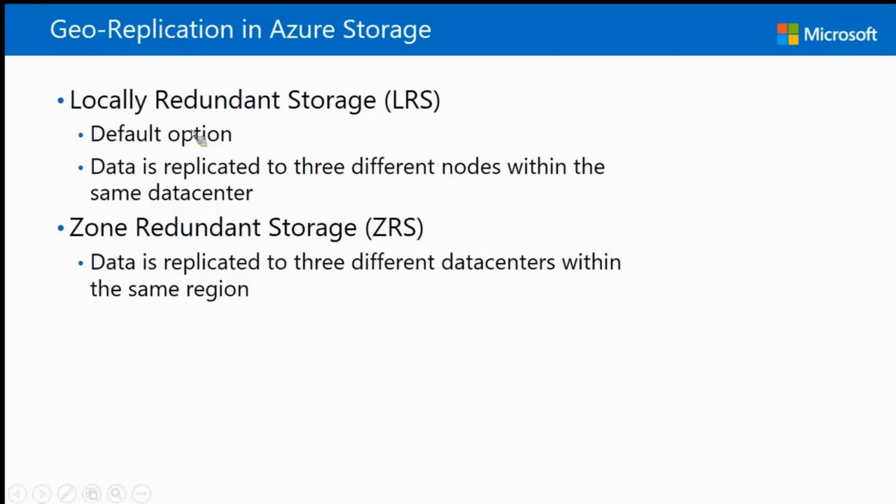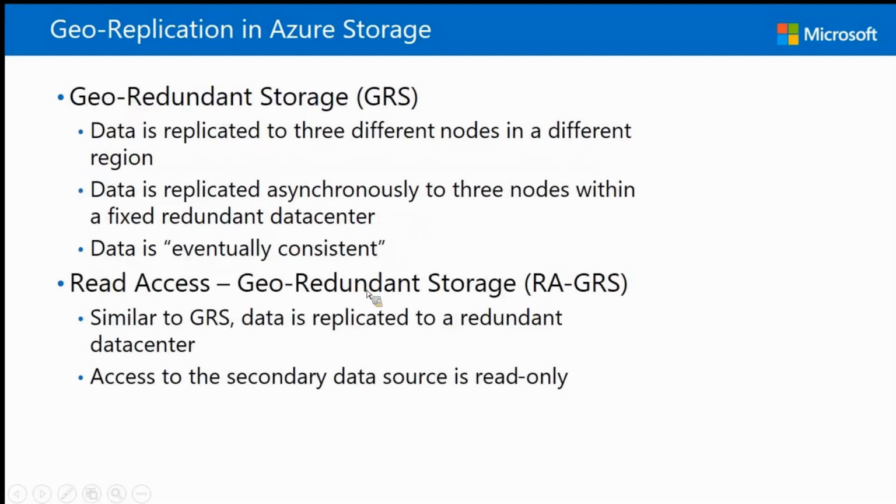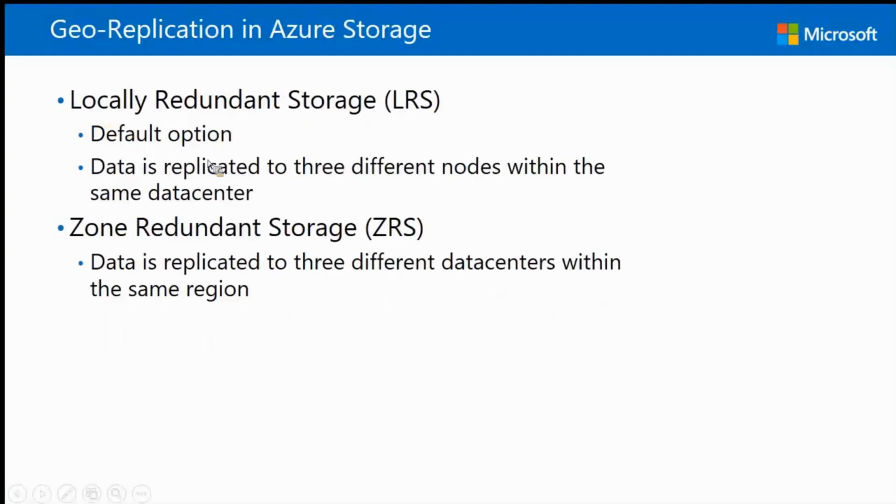From the cheapest one, or the least secure, or the one where you are receiving the minimum SLA, it's in this order: locally redundant first, then zone redundant, then geo-redundant, and then read access geo-redundant. Also, this is from the cheapest to the most expensive. With the locally redundant, data is replicated to 3 different nodes within the same data center. With zone redundant, data is replicated to 3 different data centers within the same region. So you are receiving more protection here, because in the event that a single data center goes down, your information would not be available with locally redundant.